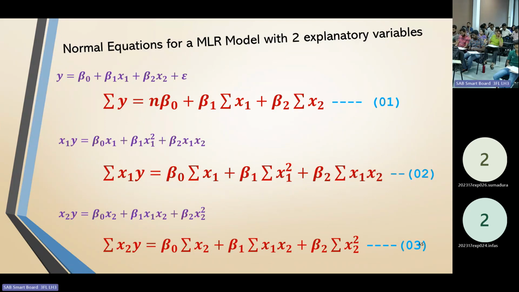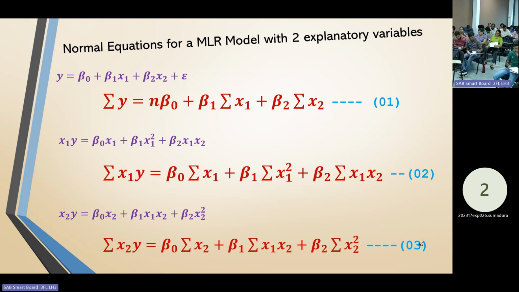Next paragraph, write down. The normal equations for the MLR model with two explanatory variables are obtained as follows.